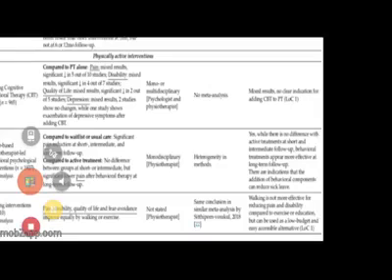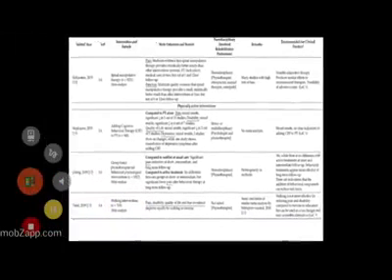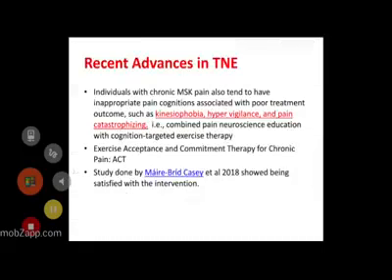So I shared all this evidence to show you that when you are treating pain, you should understand that spinal manipulative therapy has moderate quality evidence that it can have a good effect on low back pain. Now, recent advances in TNE: individuals with chronic musculoskeletal pain also tend to have inappropriate pain cognitions associated with poor treatment outcomes, such as kinesiophobia, hypervigilance, and pain catastrophizing. That is one more thing that you should understand.